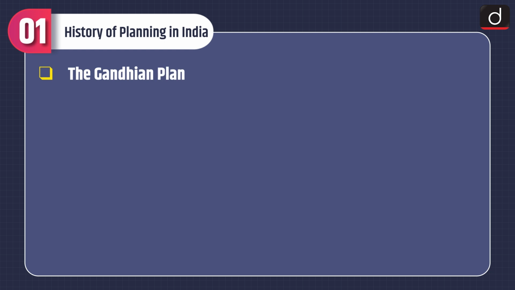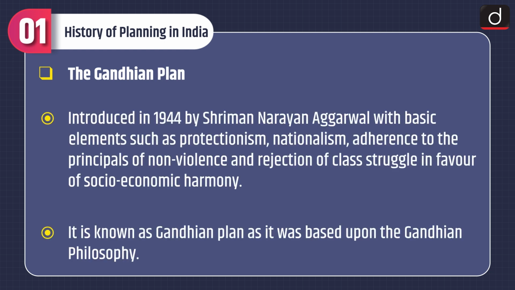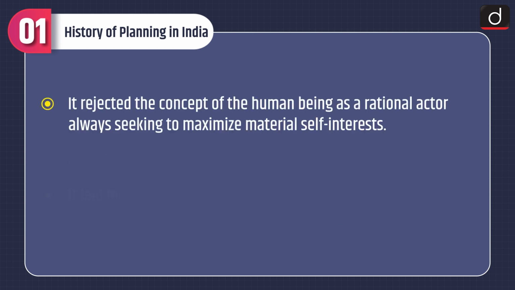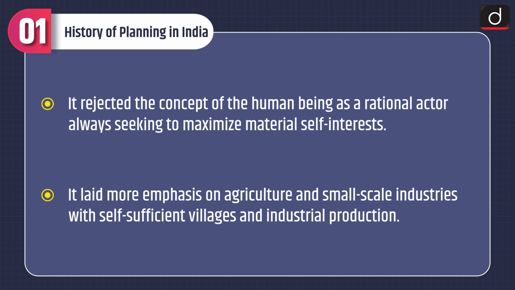The Gandhian Plan, introduced in 1944 by Shriman Narayan Agarwal, had basic elements such as protectionism, nationalism, adherence to principles of non-violence and rejection of class struggle in favor of socio-economic harmony. It is known as the Gandhian Plan as it was based upon Gandhian philosophy. It rejected the concept of the human being as a rational actor always seeking to maximize material self-interest. It laid more emphasis on agriculture and small-scale industries with self-sufficient villages and industrial production.